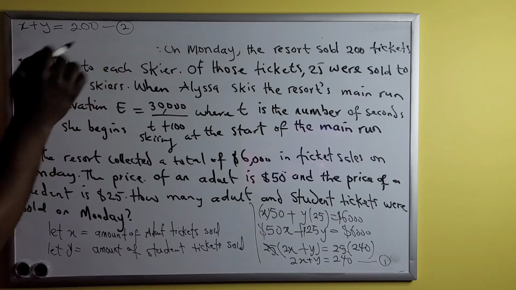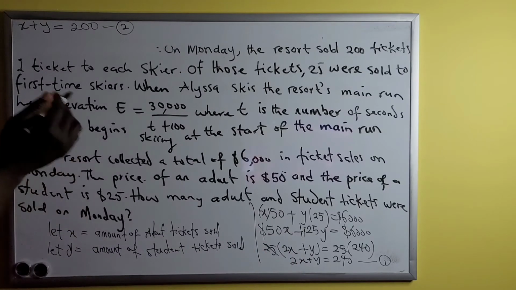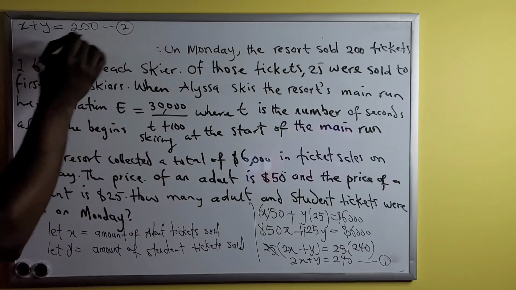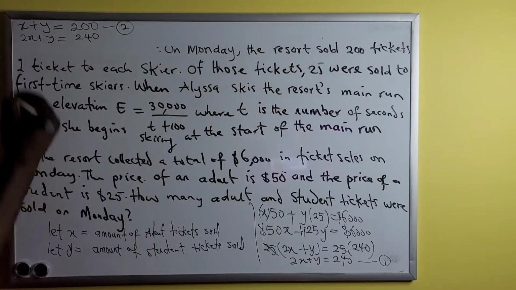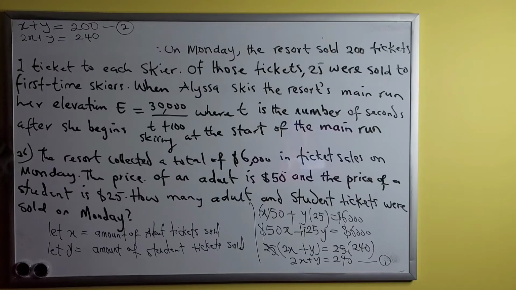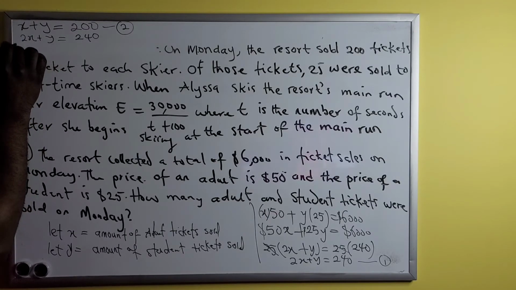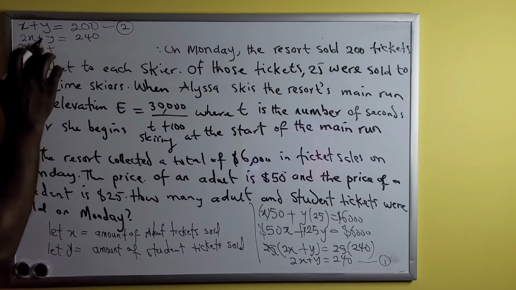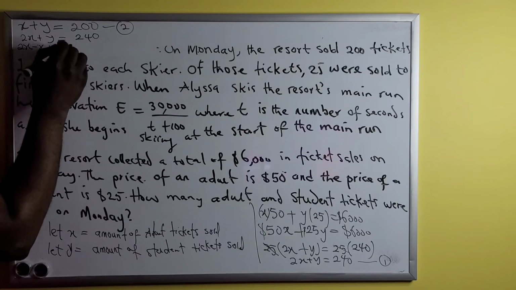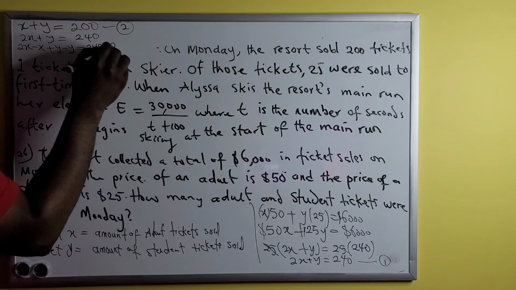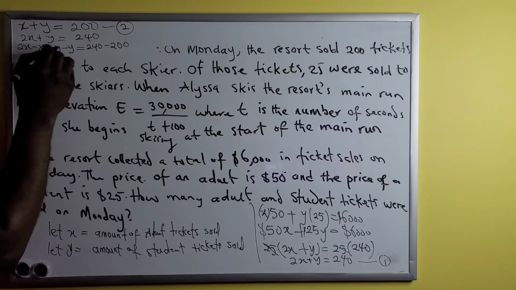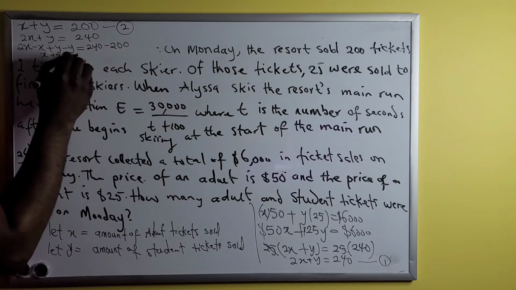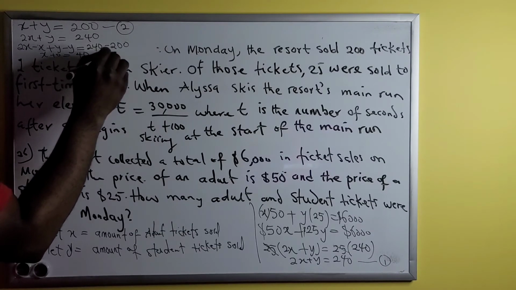So now that you have two equations with just two variables, X and Y, you can combine these two equations. You have X plus Y is equal to 200, and 2X plus Y is equal to 240. In that case, you can subtract this from this, which will eliminate one variable. So 2X minus X, plus Y minus Y, is equal to 240 minus 200. 2X minus X is X, and Y minus Y is 0, and 240 minus 200 is 40. So your X is equal to 40.